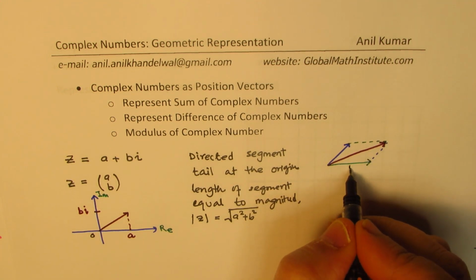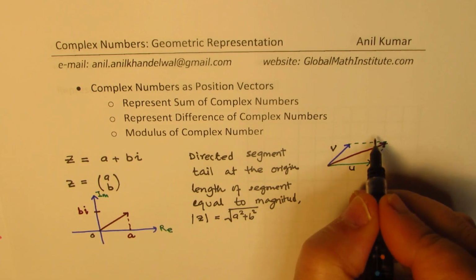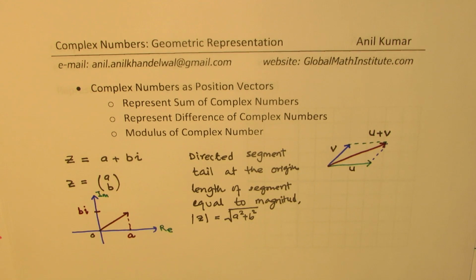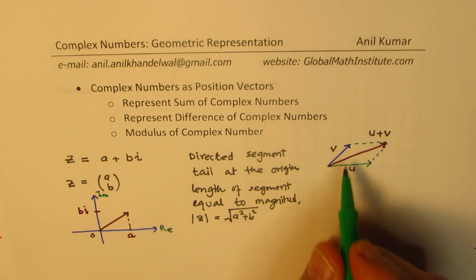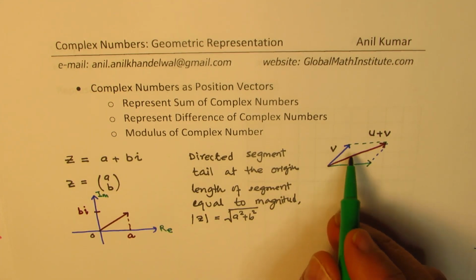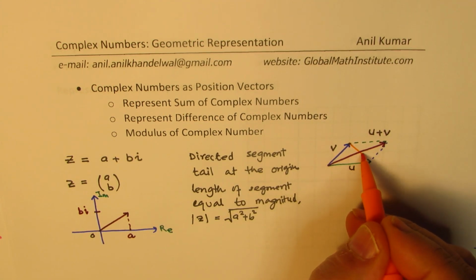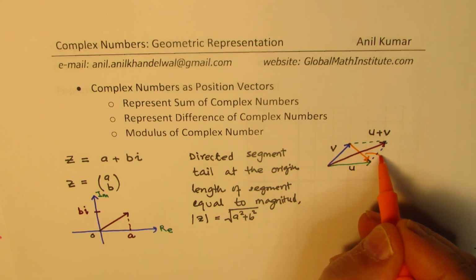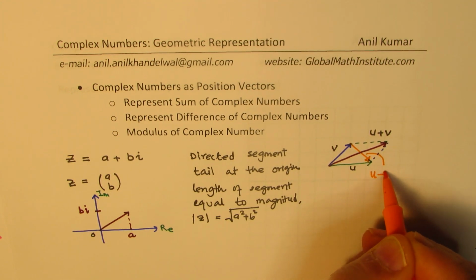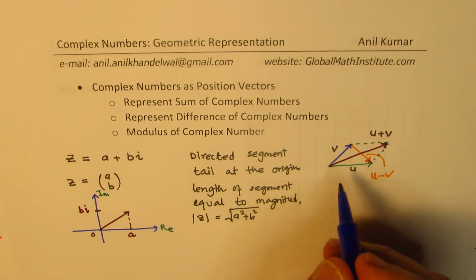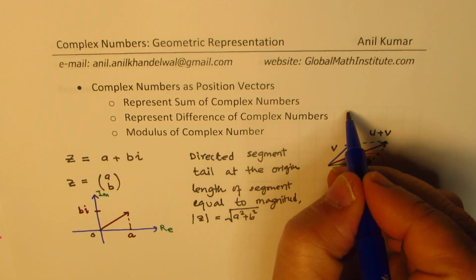So if I have a vector u and a vector v, then this vector is u plus v. To find the difference, we could have the other diagonal. So if I sketch the other diagonal, which is, let us say this, then this vector will be u minus v. Is it clear to you? So that method is the parallelogram, right? So that is the parallelogram.